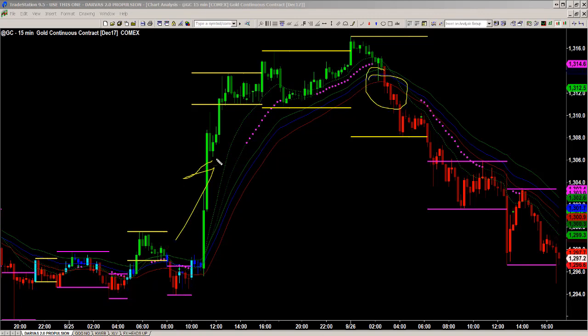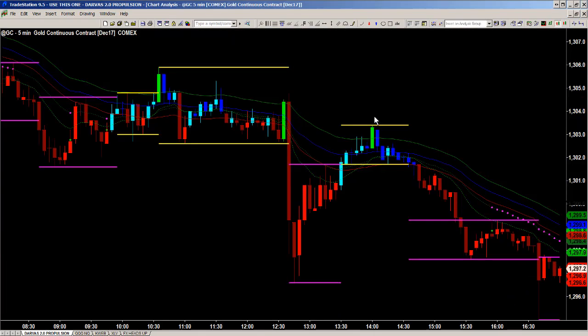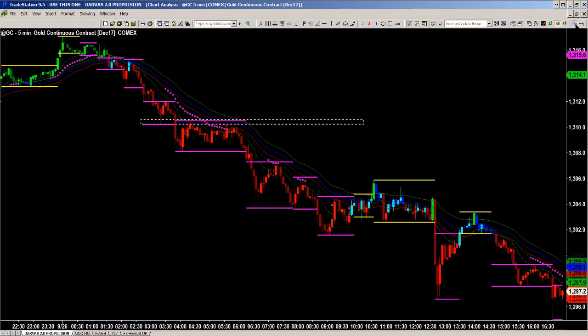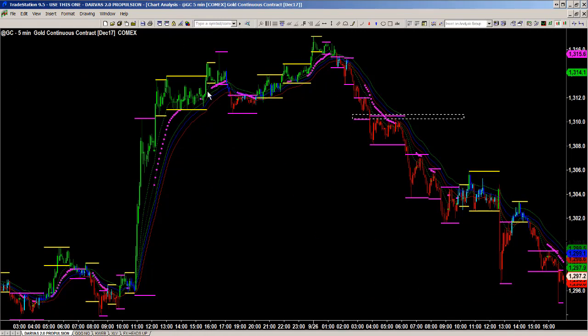So the gold market took off. We had propulsion dots. We had green grab candles. A lot of traders took some of these bounces off the levels. Mostly the 5 was the most tradable. Most of the traders in the room decided to use the 5 or 15. So there's the same move.